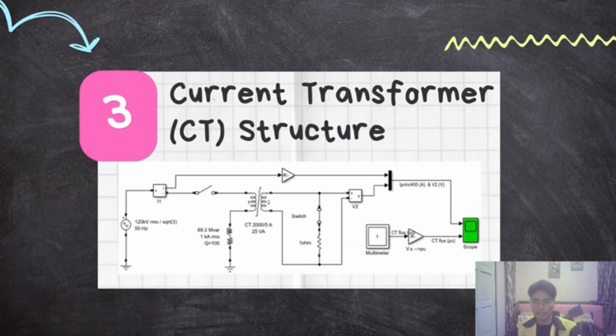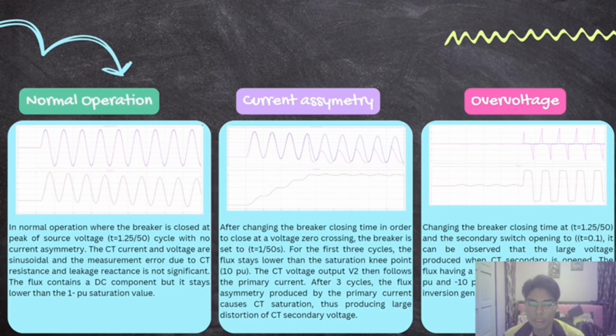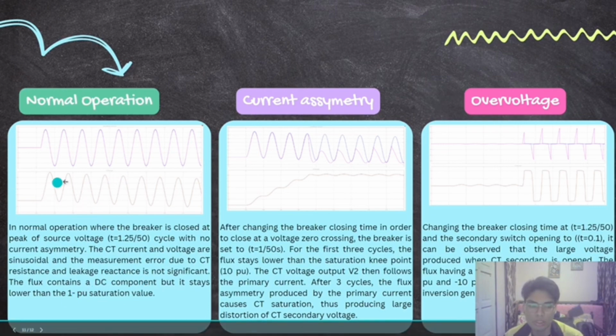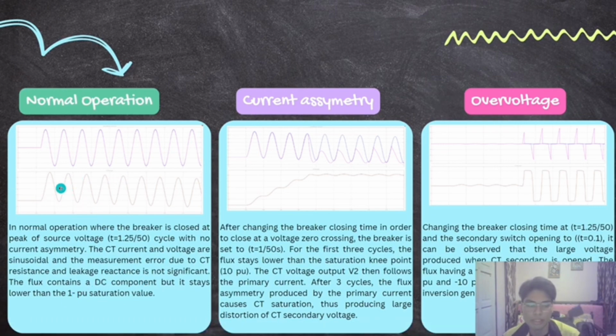And lastly is the current transformer, CT, structure. Firstly is the normal operation of the current transformer, where the breaker is set to 1.25 over 50 cycle with no current asymmetry. So the current and voltage are sinusoidal, and the measurement error due to CT resistance and leakage reactance is not significant. The flux contains a DC component but is still lower than the 1 pu saturation value.